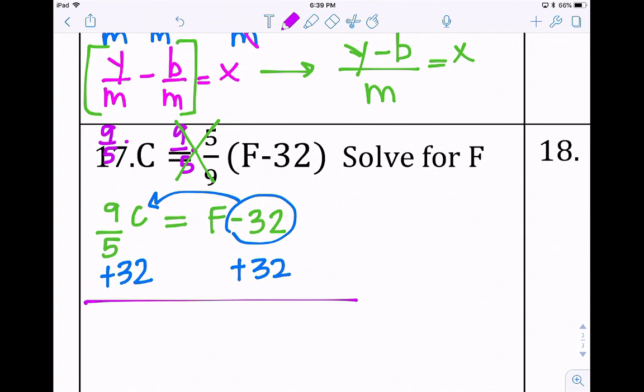Well, 9/5 c and 32 are not like terms. The c is a variable term and the 32 is a constant term. Those cannot go together. So we're just going to rewrite this as 9/5 c plus 32 equals f, because these are a zero pair and they cancel out. So we have isolated the f, and that would be the solution to our problem.